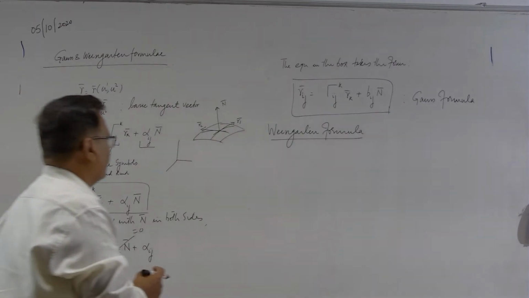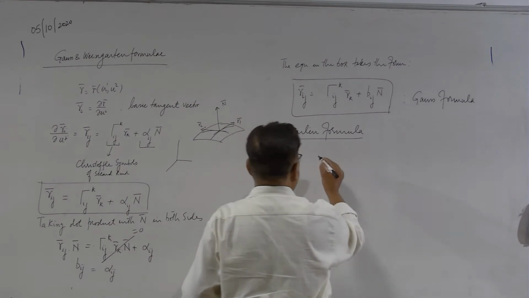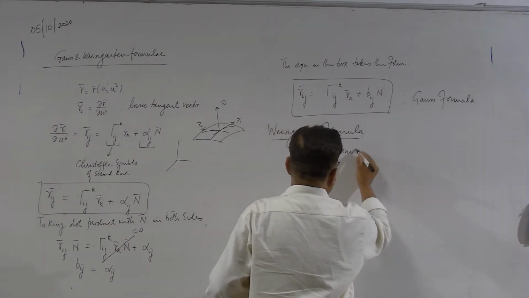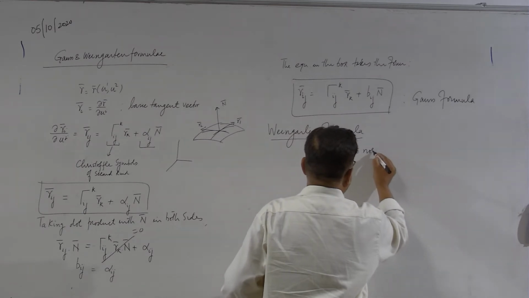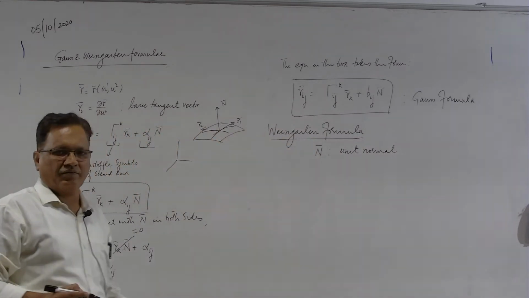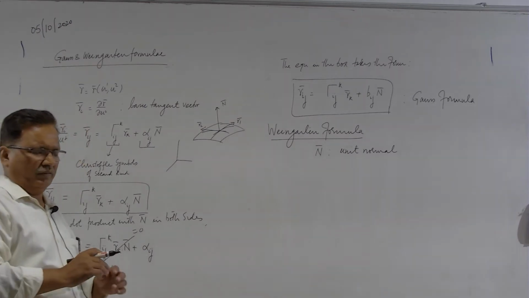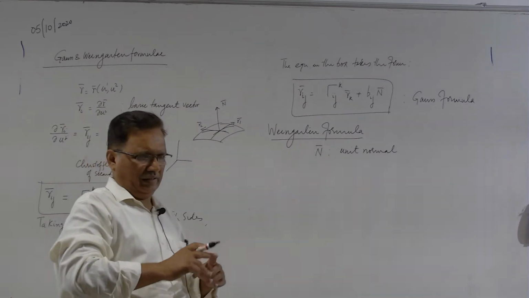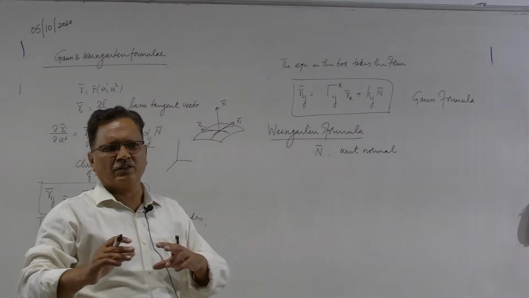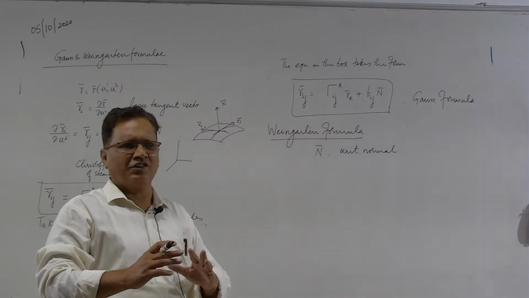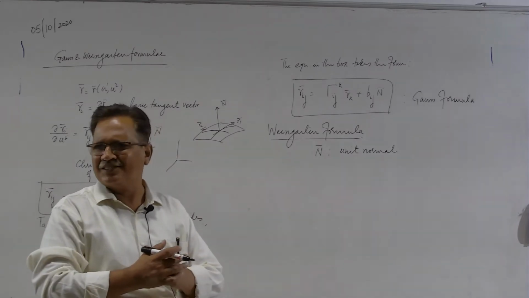So, the Weingarten formula. Suppose n is the unit normal. So, we have on a surface this unit normal. Now, let us find the derivative. You see, a normal is okay, we call it a vector, but it is a vector field. It varies when you move along the surface. That is why we think of differentiating. Fixed quantities are not differentiated because their result is 0.